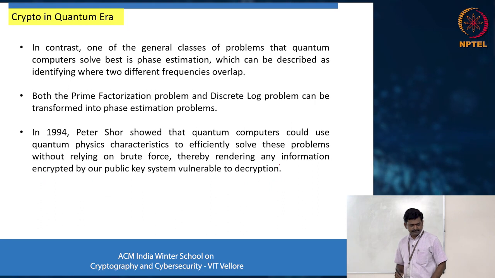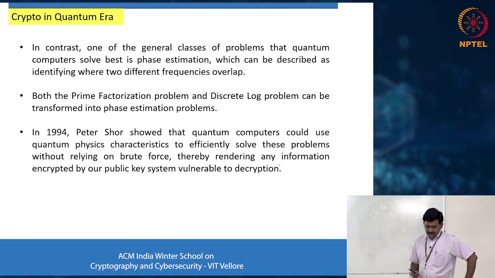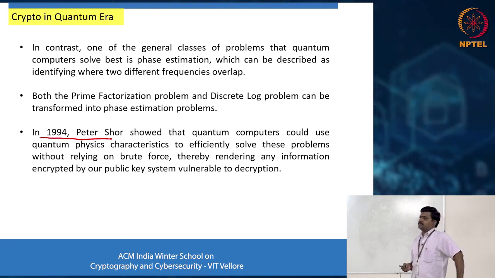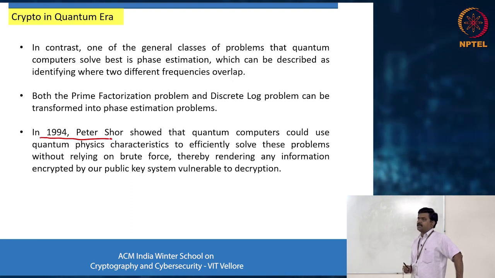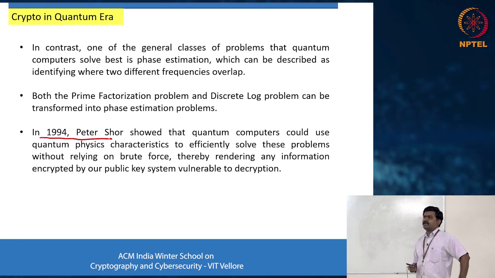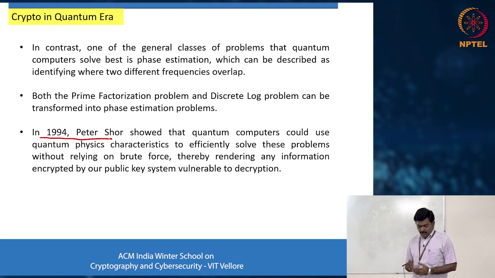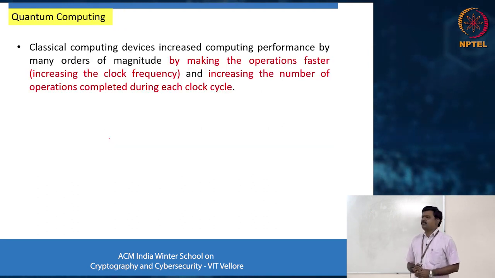Now what is happening? In the case of quantum computers, in 1994 Peter Shor brought in an algorithm called Shor's algorithm, which in fact is trying to solve that particular mathematical problem on which RSA is based. Now, what is this quantum phenomenon or quantum computing?